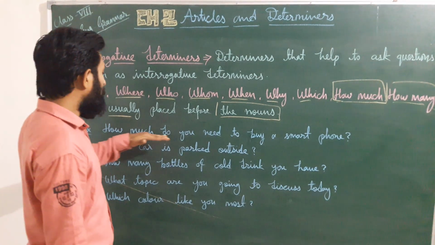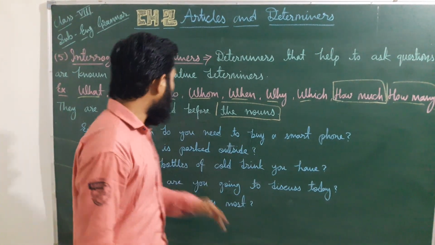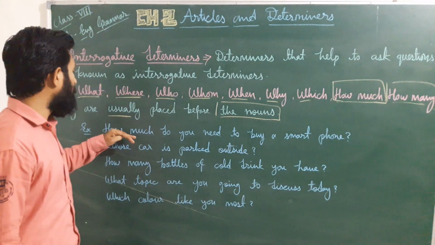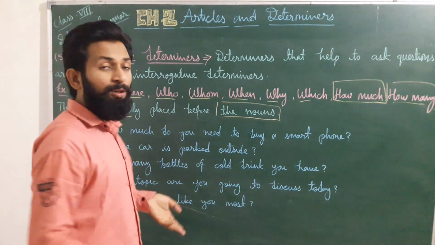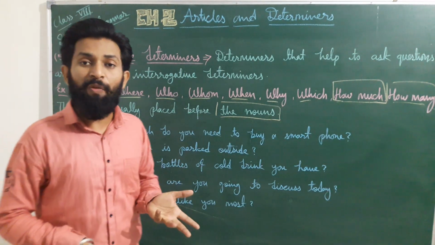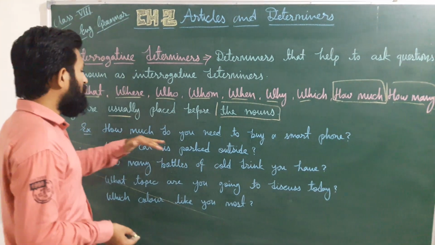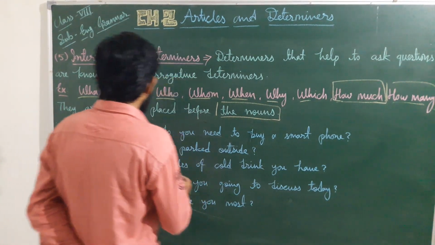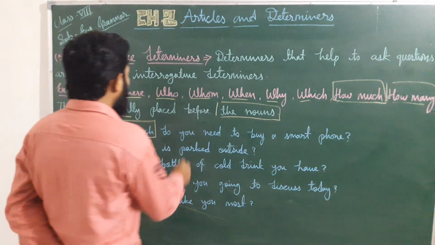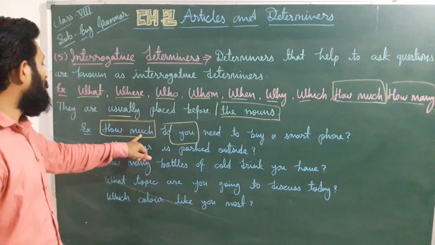How much do you need to buy a smartphone? How much means how much money. In this sentence he asked about the money. They are talking with each other, and asking how much do you want for taking a new smartphone, meaning asking about money. How much do you need to buy a smartphone? Then this is your interrogative word, and it is placed before the noun.